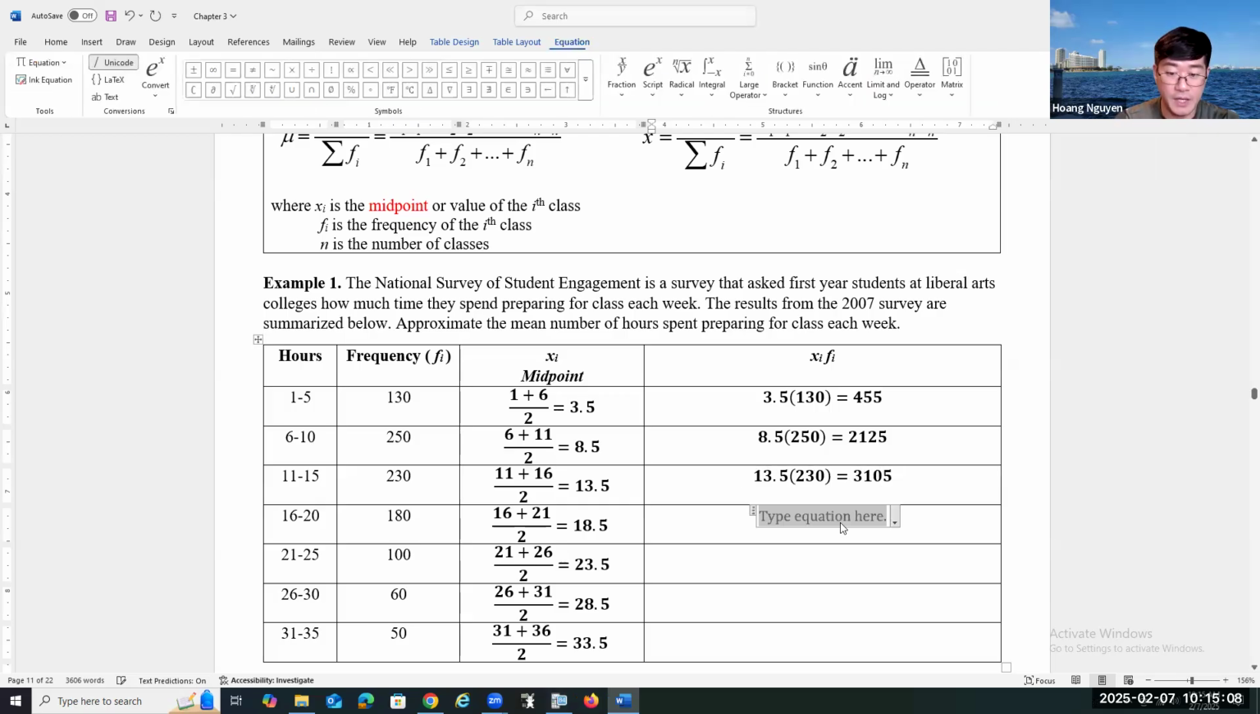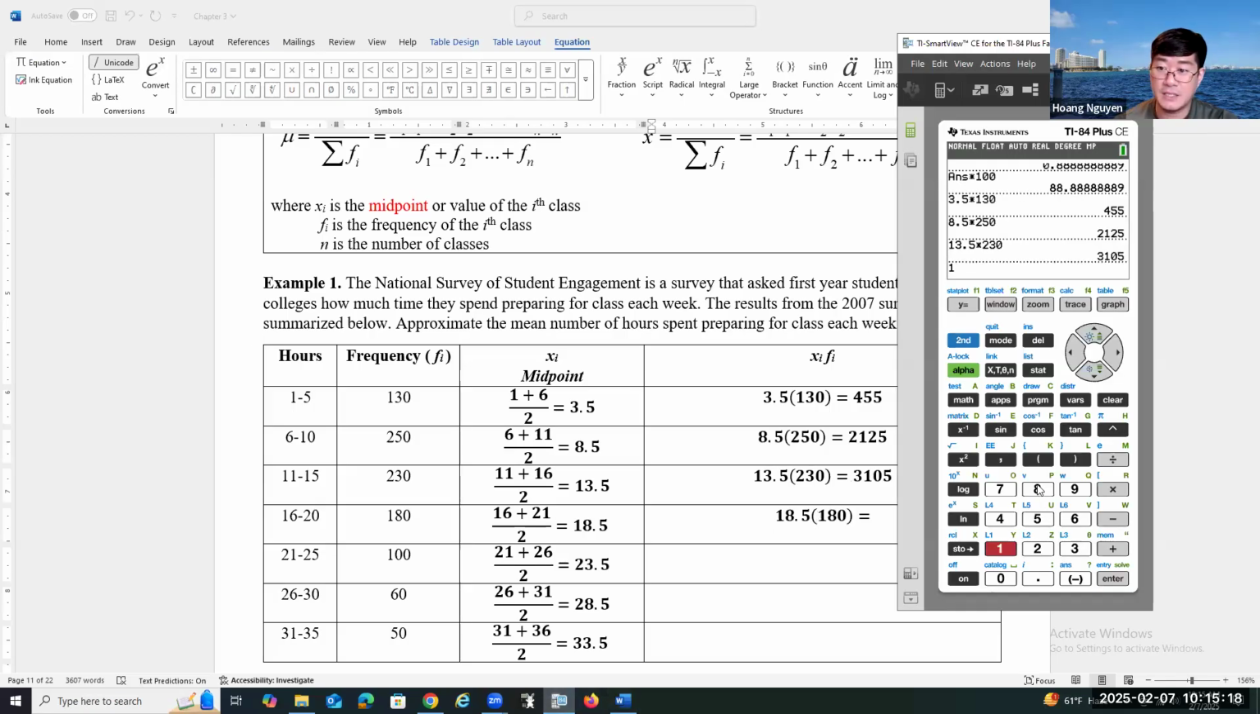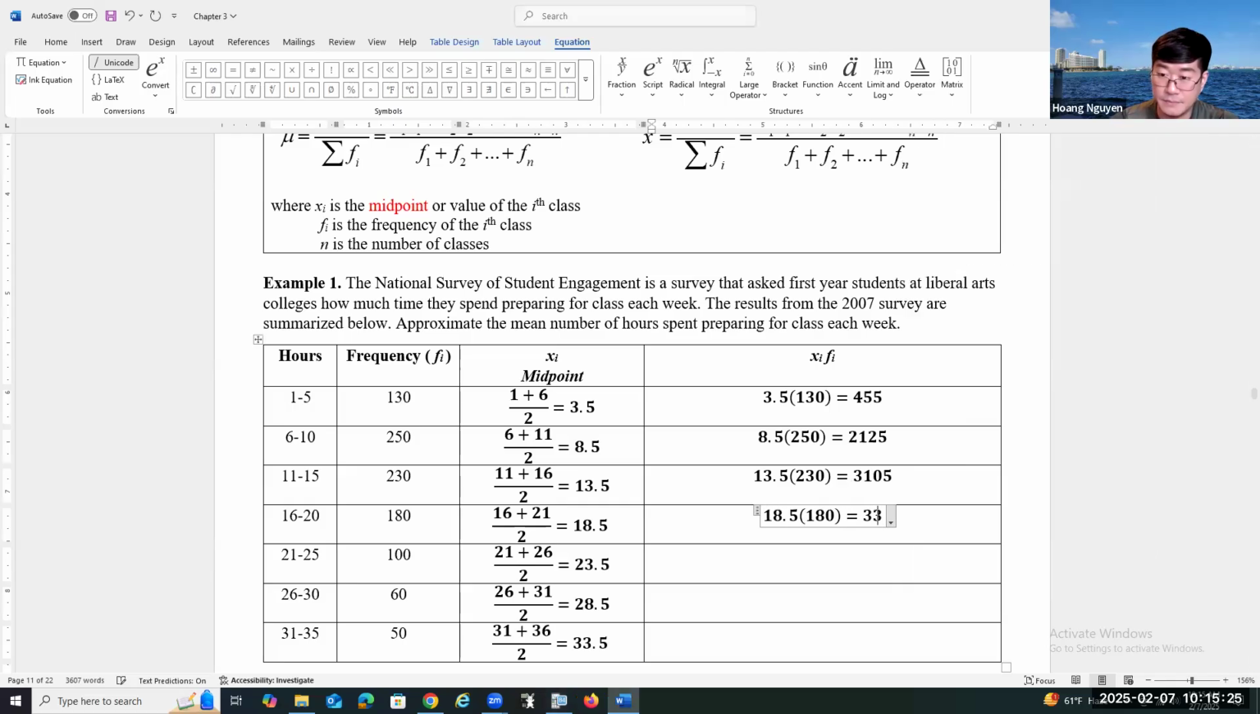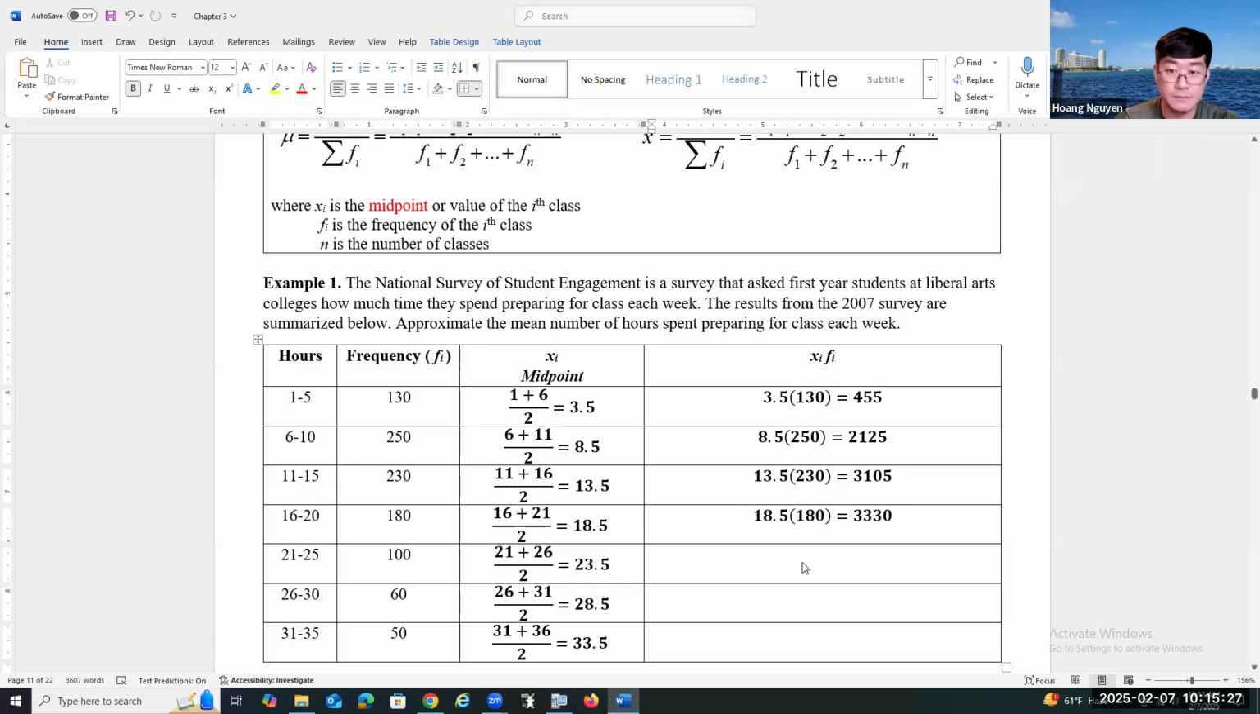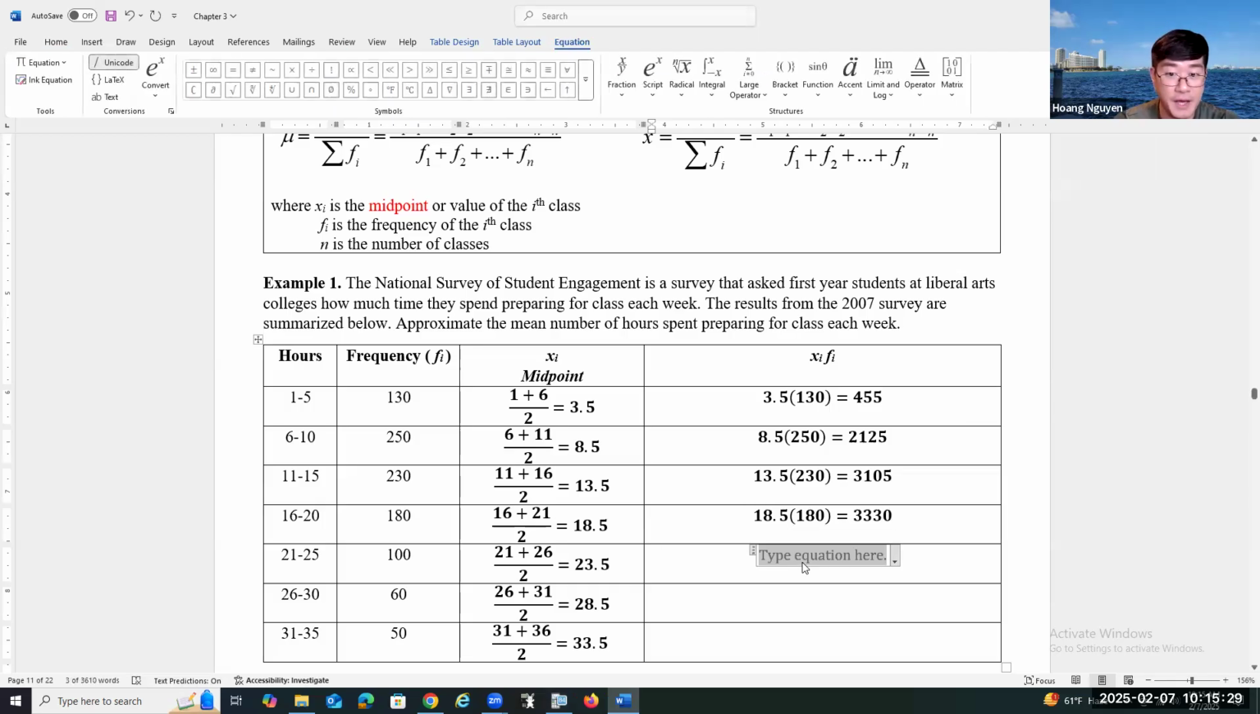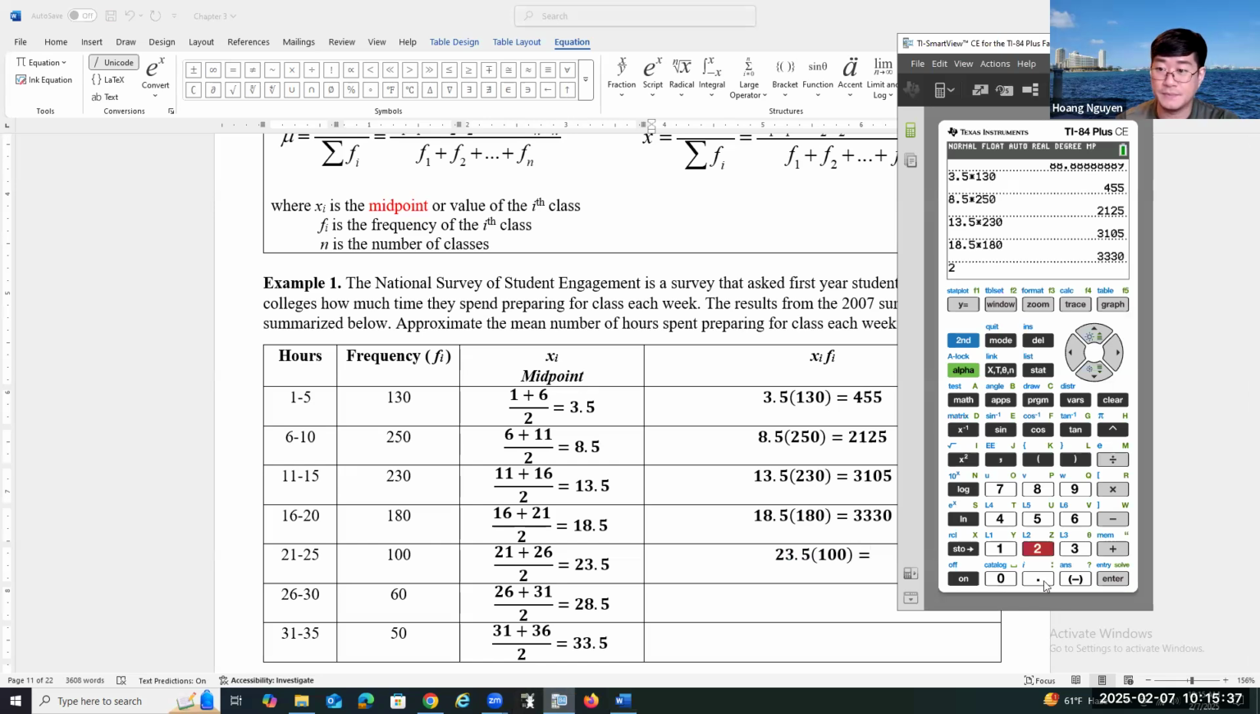Now, similar idea, we're going to do the next one, 18.5 times 180, which is 3330. And then the next one we have is going to be 23.5 times 100. It's going to be 2350.